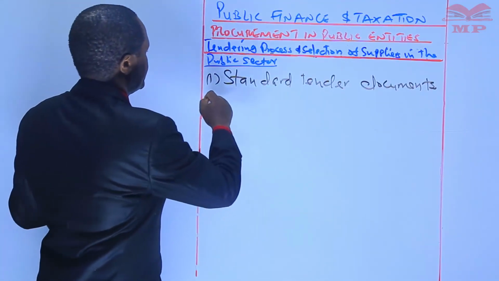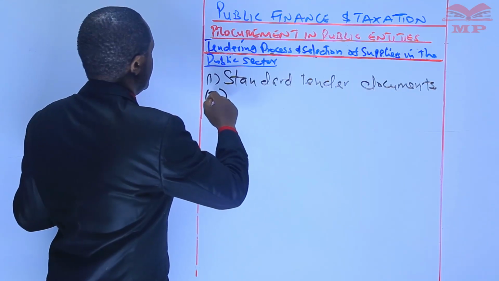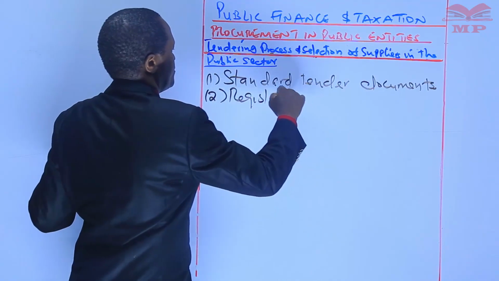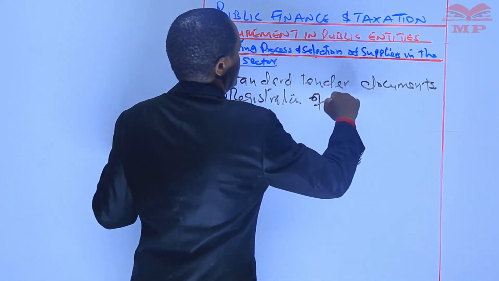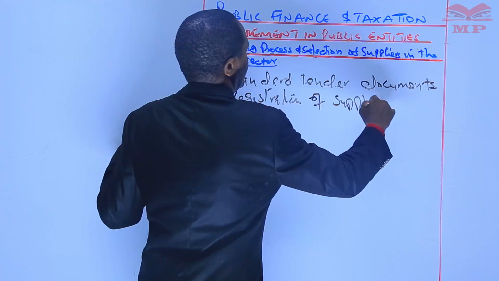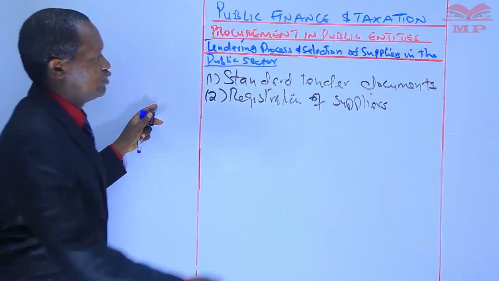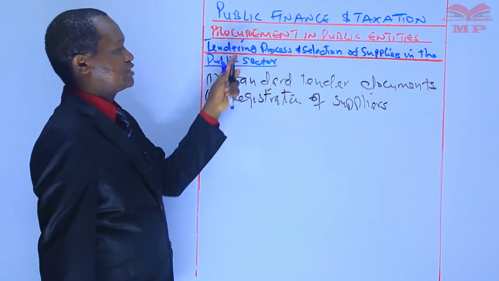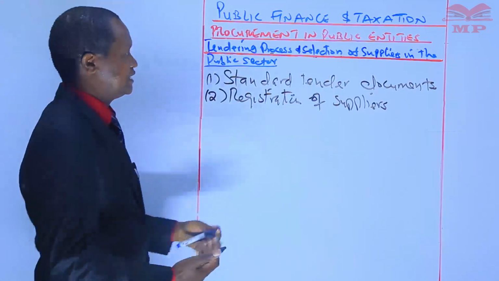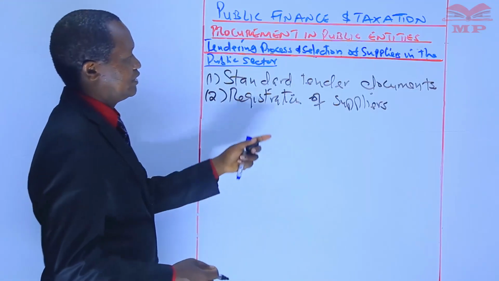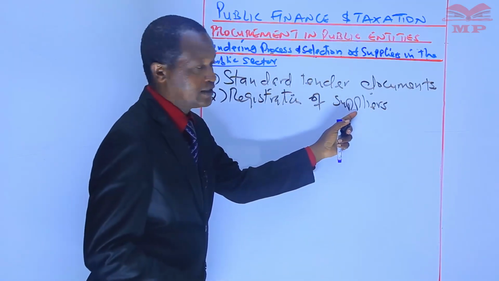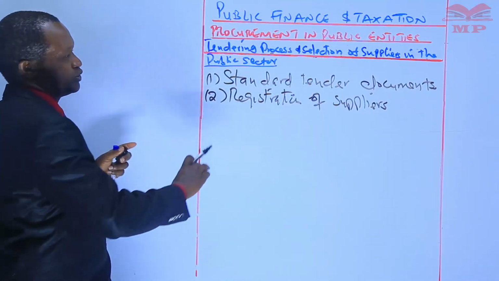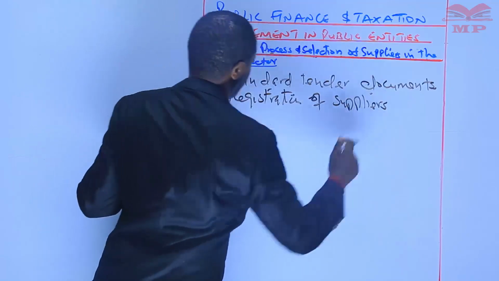Then we'll move on to the second aspect, which is registration of suppliers. Because in the tendering process, we have the procuring entity, we have suppliers, and the tenderers. So we'll study the process of registering suppliers.